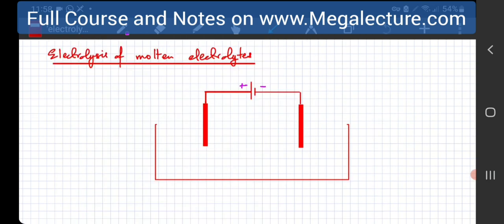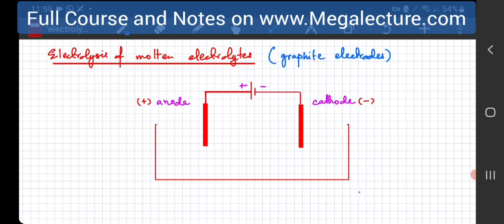Now coming back to our diagram, you've got this negative side and there's an electrode attached to it. Electrodes are attached to the positive side and to the negative side. The negative side electrode is known as the cathode, and the positive side electrode is known as the anode. In this case, we're dealing with graphite electrodes. The terminals are made out of graphite.